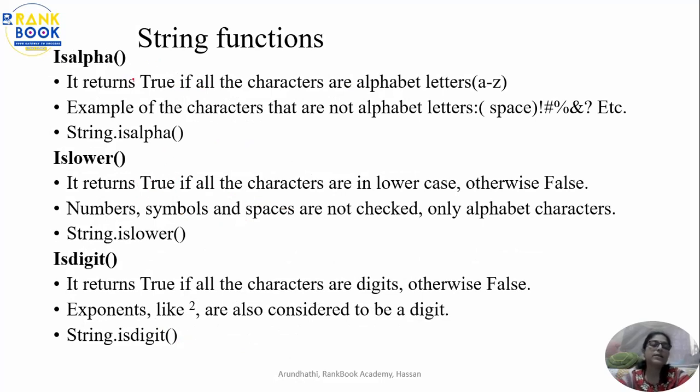Next is isalpha. It returns true if all the characters are alphabet letters from A to Z, and for example of characters that are not alphabet letters, these are special characters like hash, percentage, ampersand, etc. And the syntax is string dot isalpha.